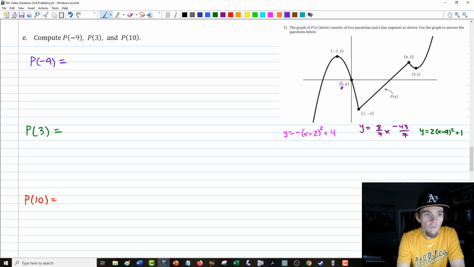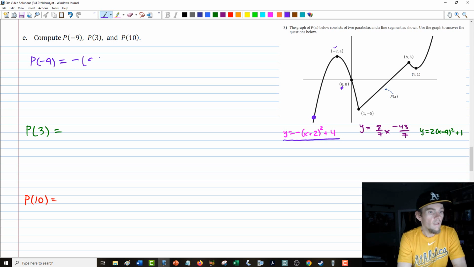But we can see that. On the parabola on the left, we start at 0, then we go to -2. -9 is going to be somewhere over here. So I don't think it's going to be quite there if it's drawn to scale, but it's going to be somewhere on the left. So we're going to be plugging -9 into y equals negative quantity x plus 2 squared plus 4. So let's do that.